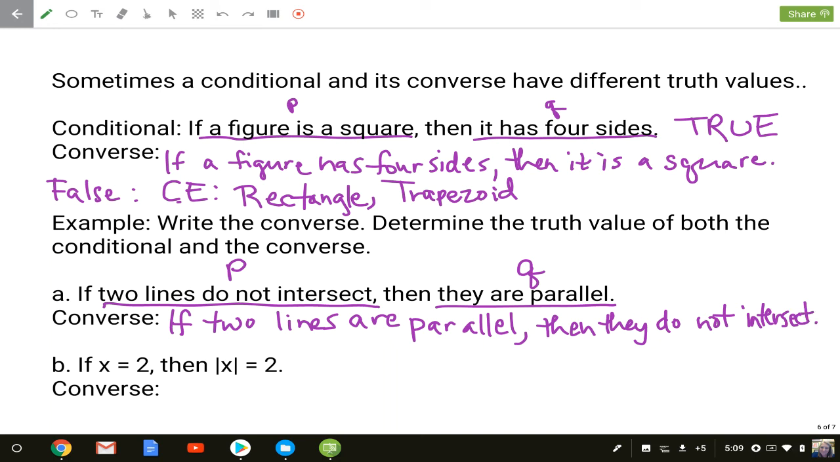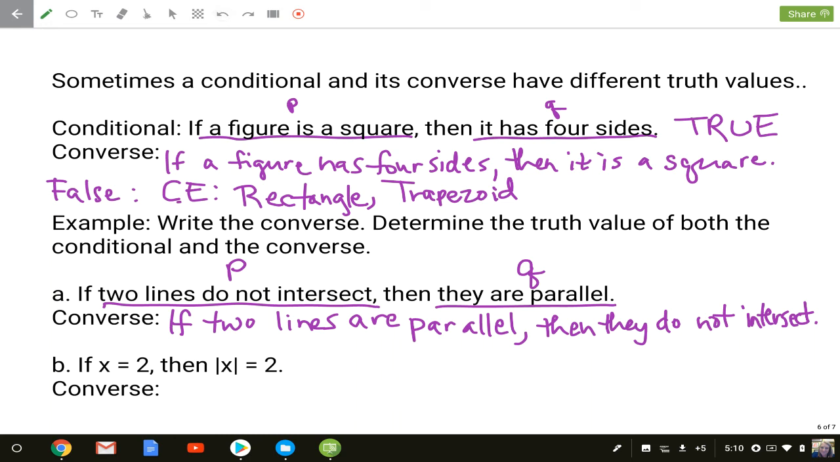So I'm just switching the wording a little bit. Okay, now let's see. The conditional, if two lines do not intersect, then they are parallel. Is that true or false? Okay, it's true because there's not a counterexample that shows otherwise. The converse, if two lines are parallel, then they do not intersect. Oh wait, I'm sorry. This one was wrong. It was false at the beginning.